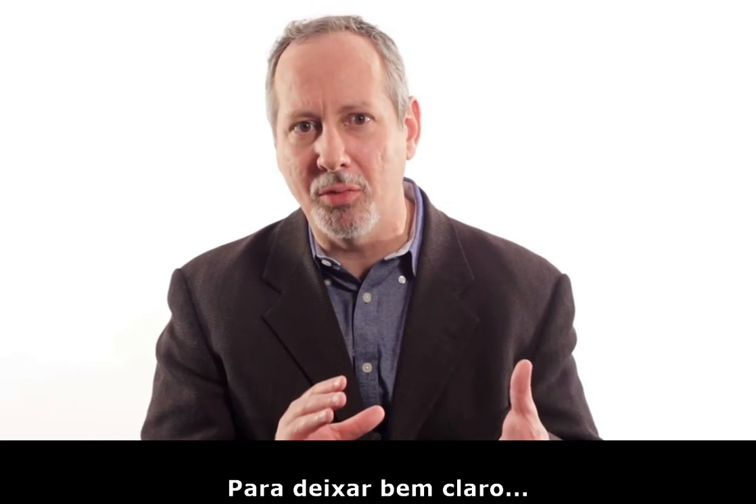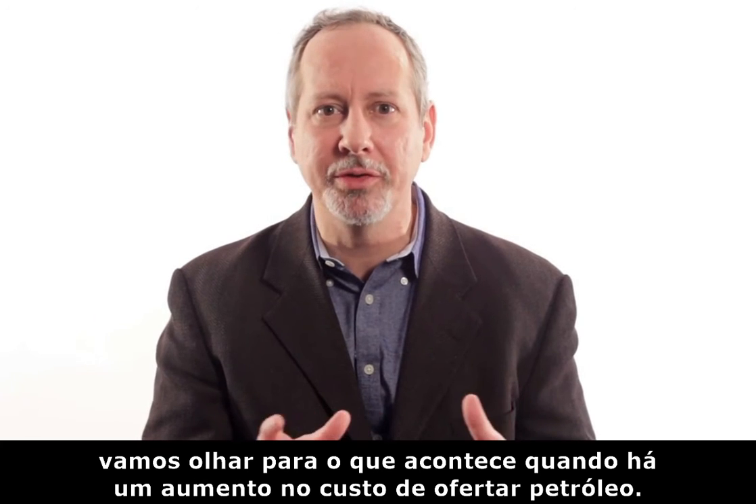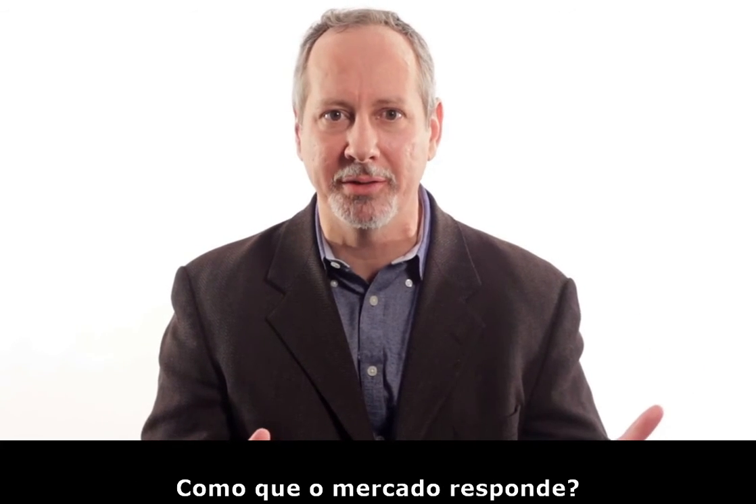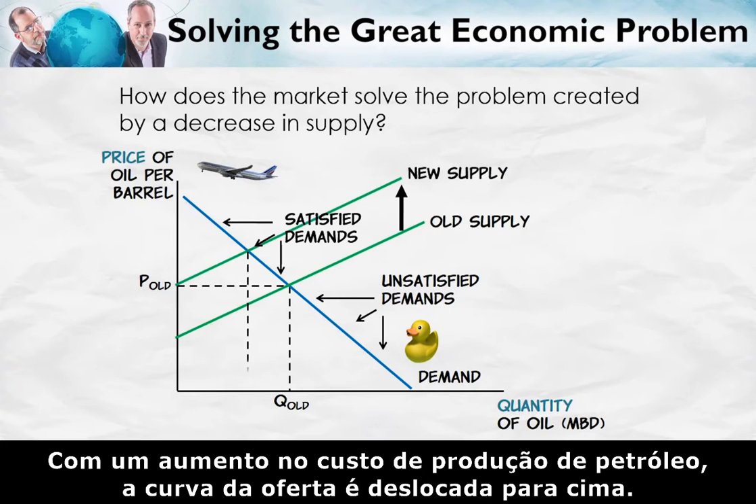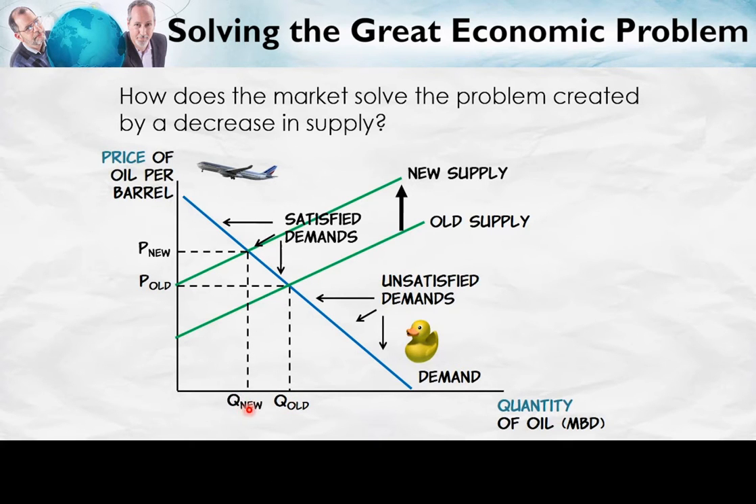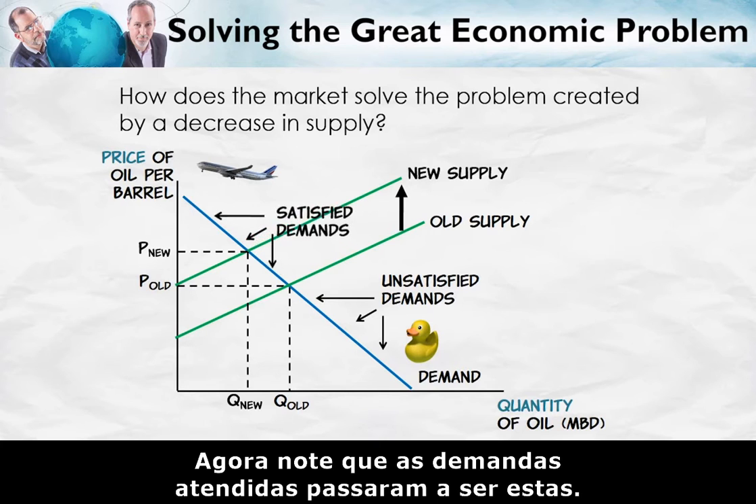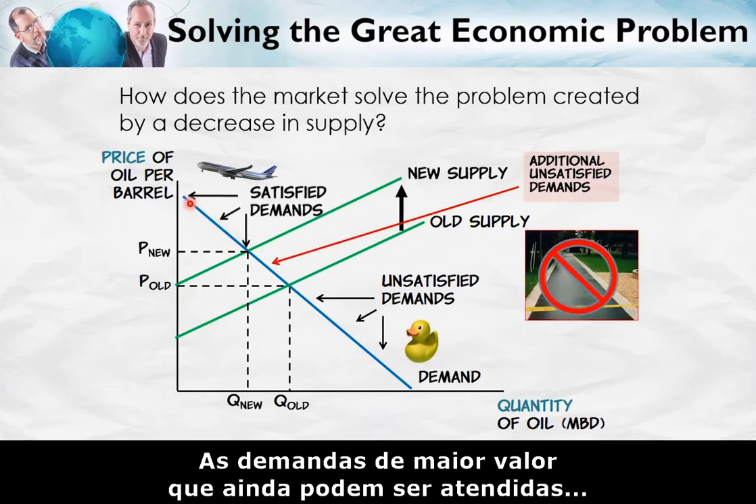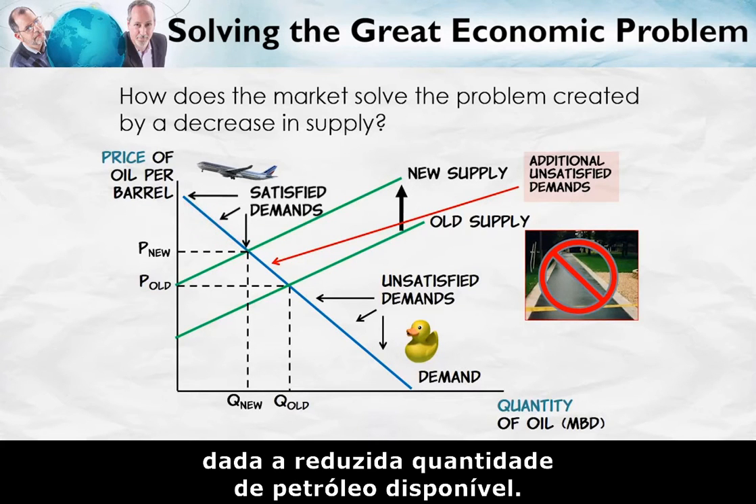To really bring us home, let's look at what happens when there's an increase in the cost of supplying oil. How does the market respond? With an increase in the cost of producing oil, the supply curve shifts up. Notice that the price goes up and the quantity of oil used goes down. Now notice that the satisfied demands now become these, the highest value demands, which we can still satisfy given the reduced quantity of oil available.